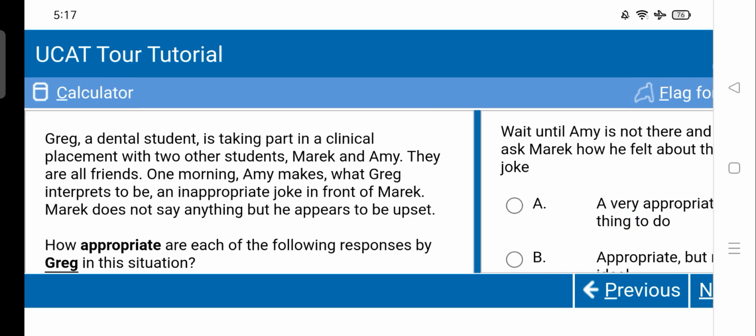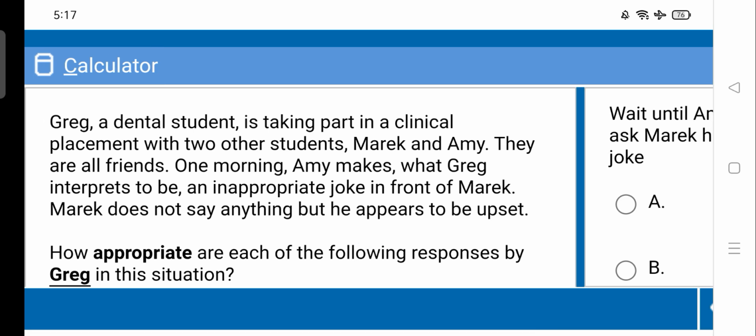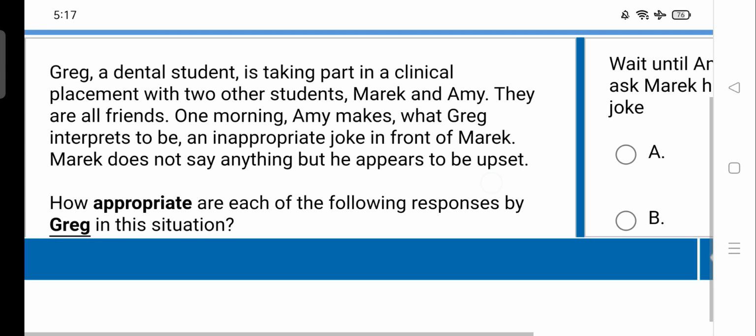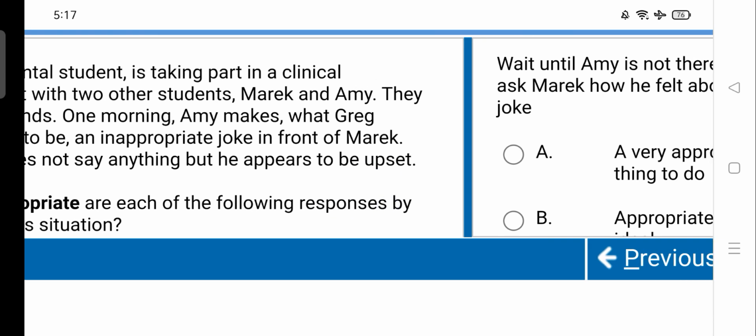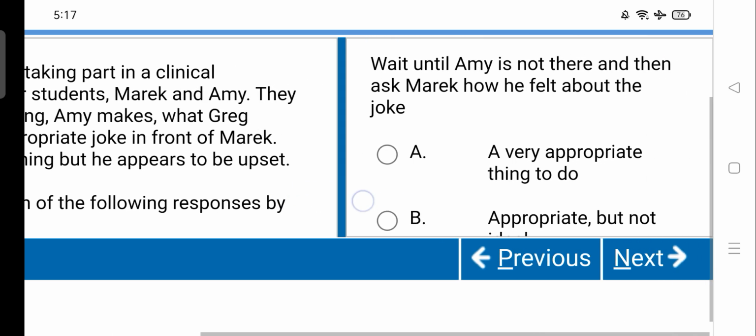So here you can see, one morning Amy makes what Greg interprets to be an inappropriate joke in front of Merrick. So it means the joke is inappropriate in front of Merrick.